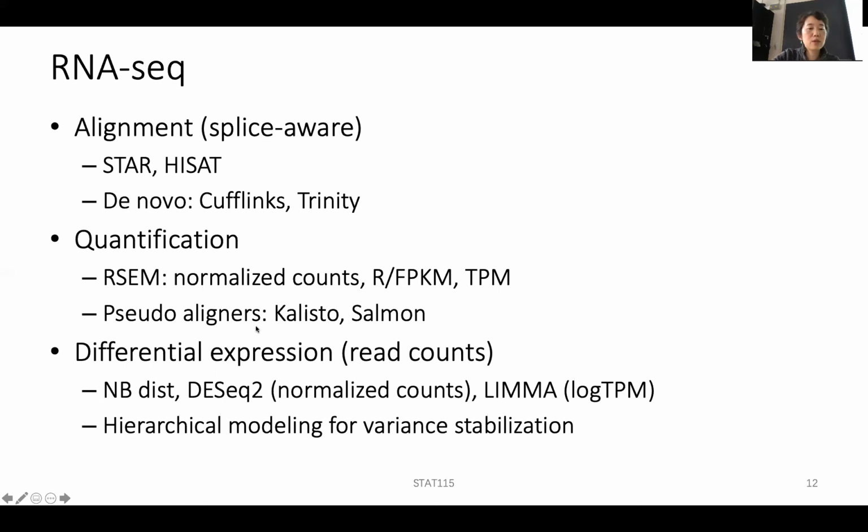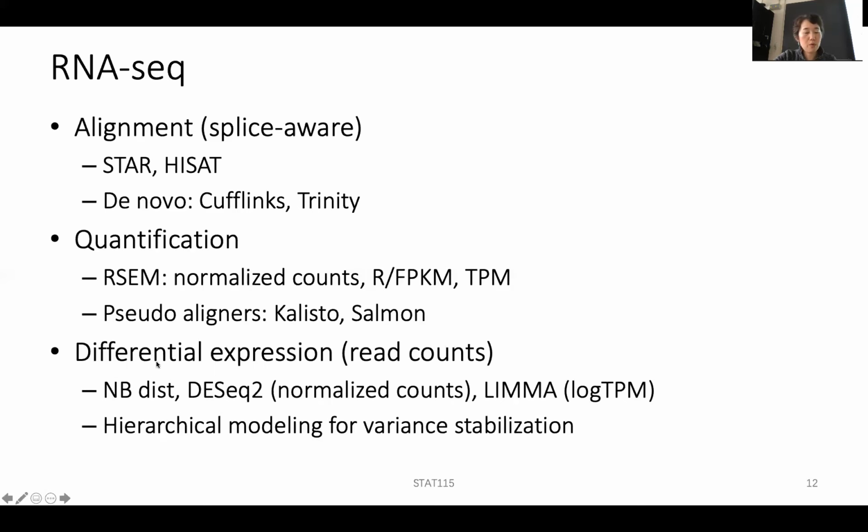We also talked about pseudo-aligners. So these are Kallisto or Salmon. Both can be run directly on the FastQ file. They can also be run on a BAM file, say coming from STAR, which will be a little faster, but it will also give you a TPM very quickly. The pseudo-aligners only care about the known transcript expression.